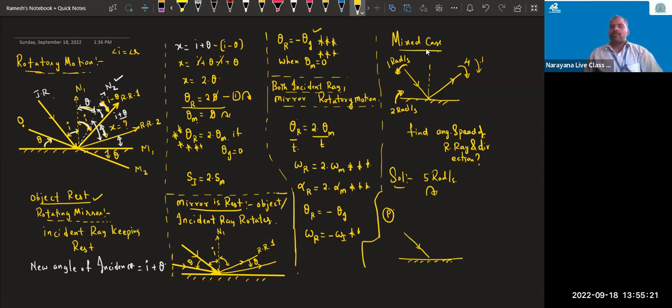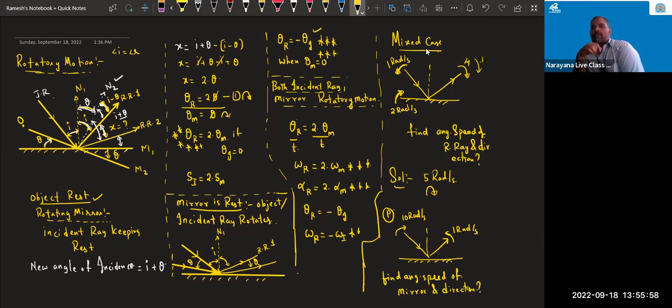The incident ray is rotating with 10 radians per second clockwise. The reflected ray is rotating with 1 radian per second anti-clockwise. Find the angular speed of the mirror and direction. You did all the easy problems. Two minutes time.